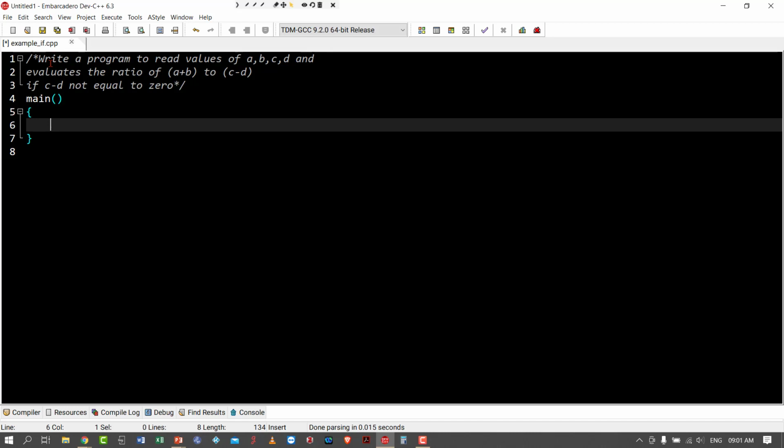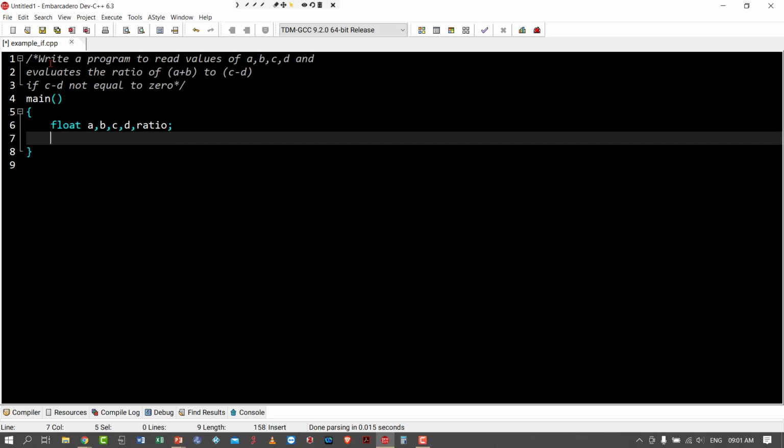So here, how many values do I have to read? Values of A, B, C, D. Okay, values of A, B, C, D. So for A, B, C, D, I have some variables, and also to store the ratio I need one variable. So I am declaring 5 floating point variables. Float A, B, C, D, and for storing the ratio I am using a variable called ratio.